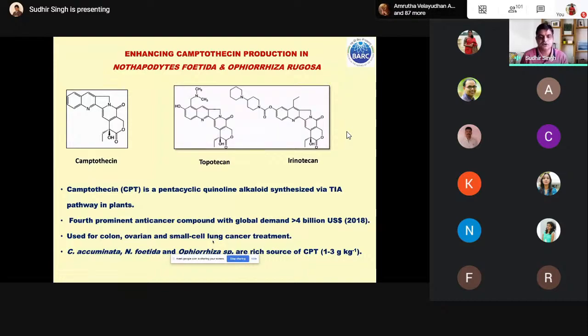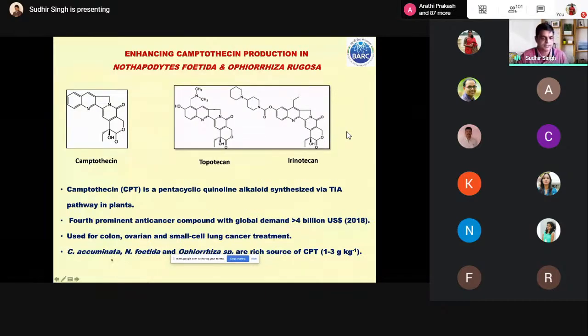The second thing is the cost. As long as natural sources are available, whether directly from natural presence or from tissue culture, if we are getting the source of this material cheaper than the value of the commercially synthesized one, we have to depend on the plant source only.